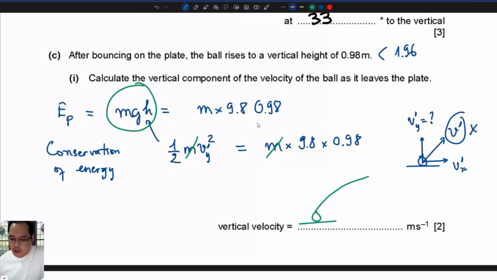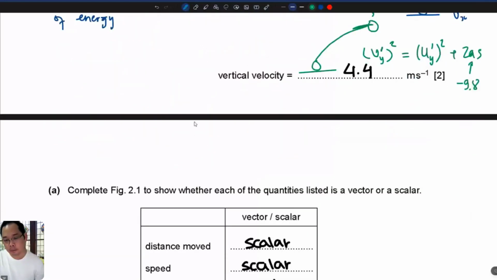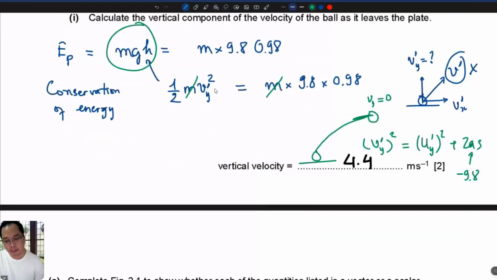Leave the ground and travel in a parabola path like this. The Vy at the top is 0. Vy squared equals Uy new squared plus 2ax. A here must be a negative value because the velocity decreases to 0 when going to the top, and x is 0.98. 4.4. Do you have the answer somewhere? That is correct.